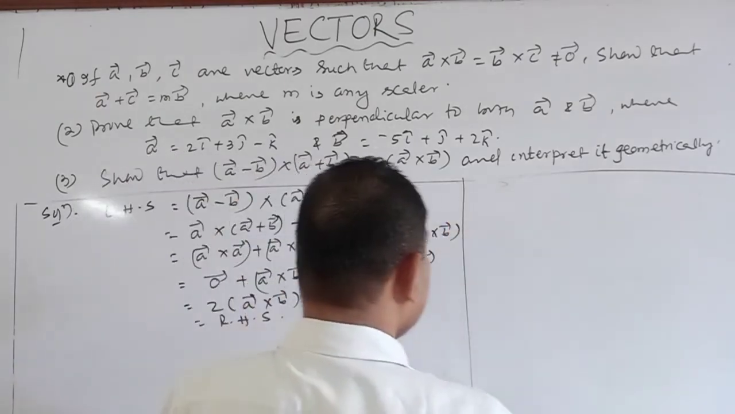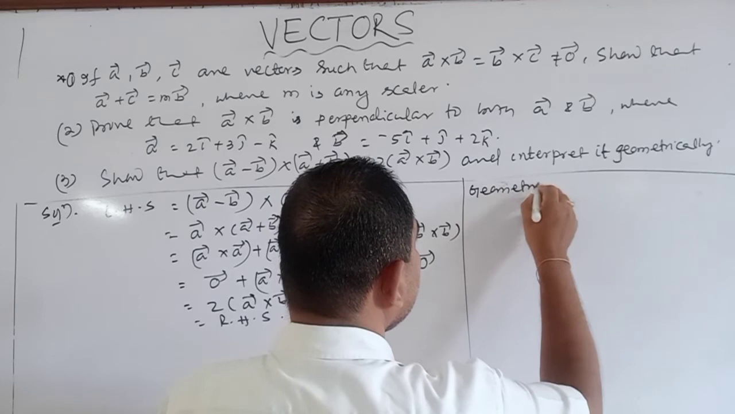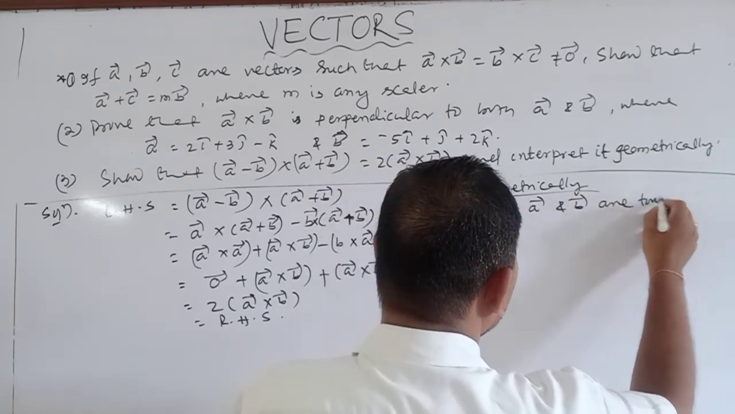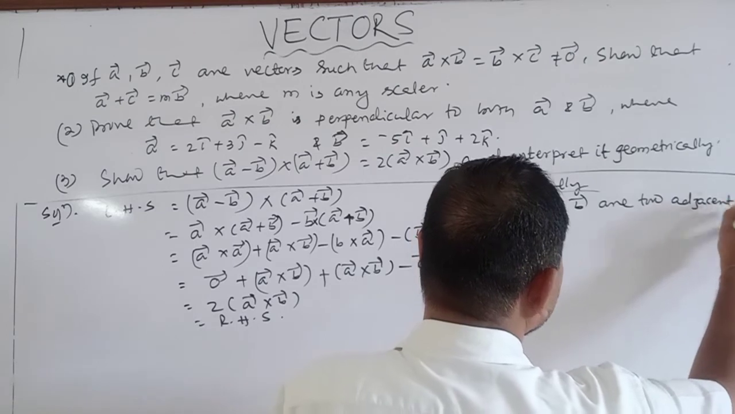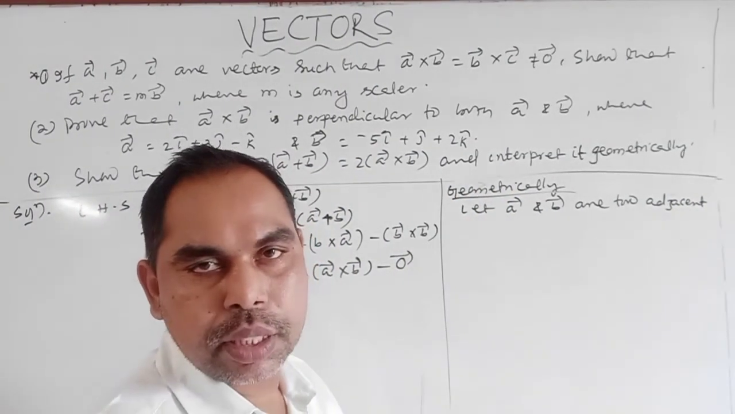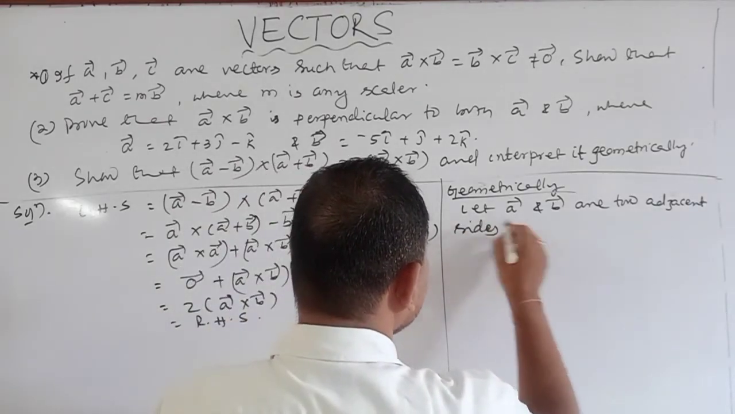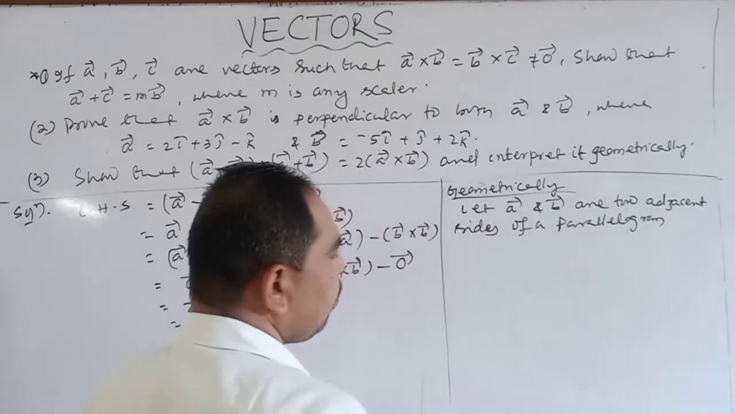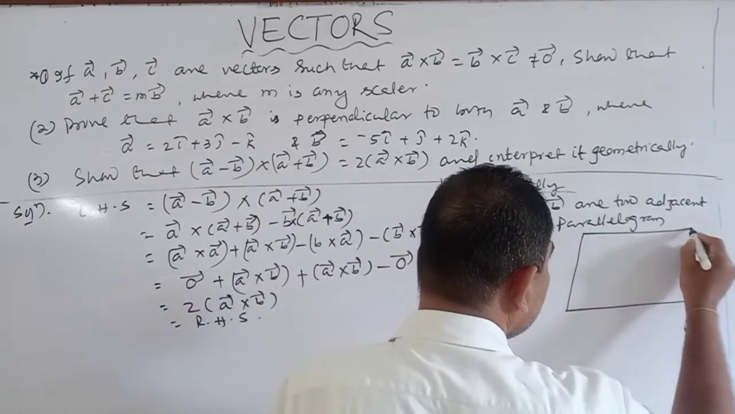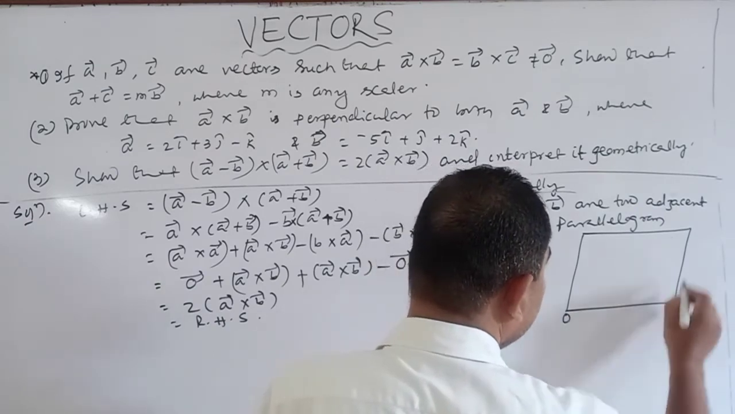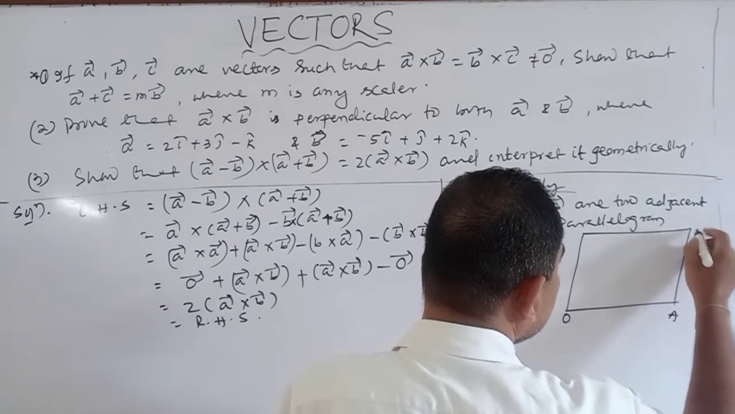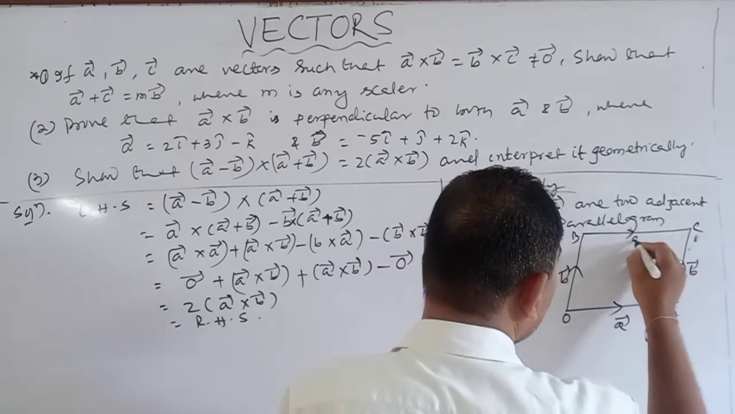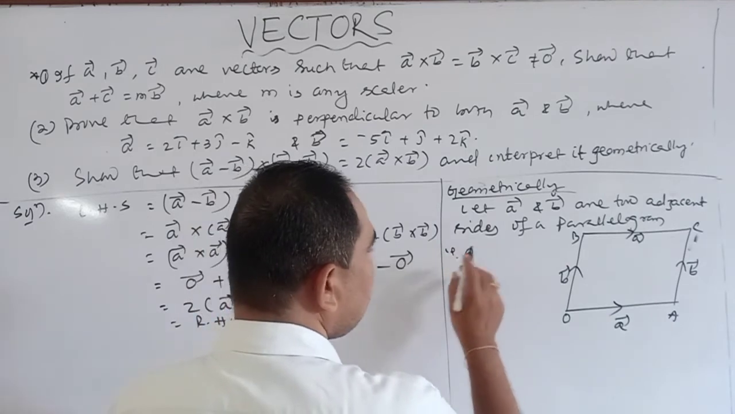Okay, next, geometrically. Let A vector and B vector be two adjacent sides of a parallelogram. Okay, this is a parallelogram. This is A vector, this is B vector. So this is also B, so this is also A. That is parallelogram OACB.